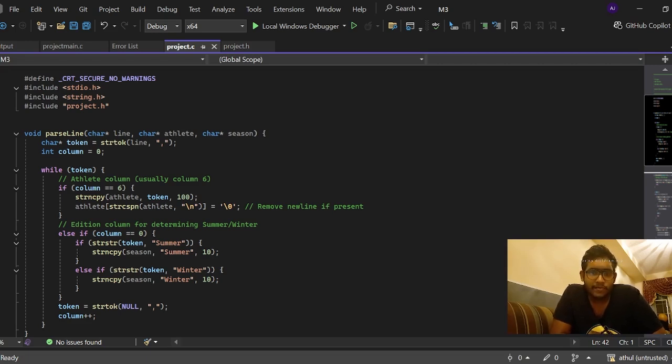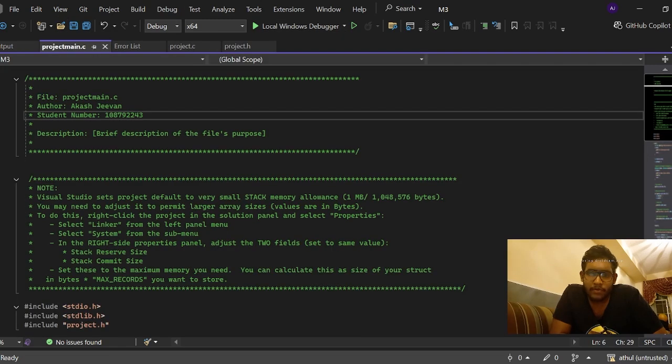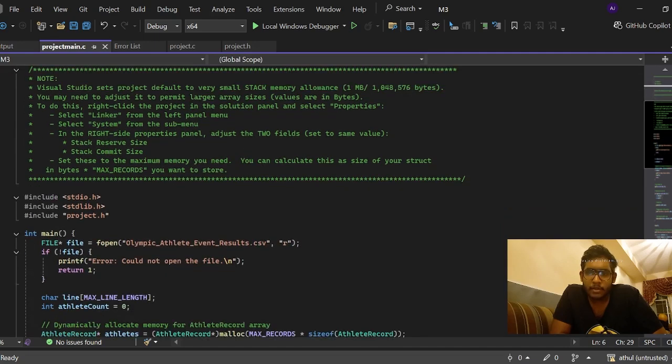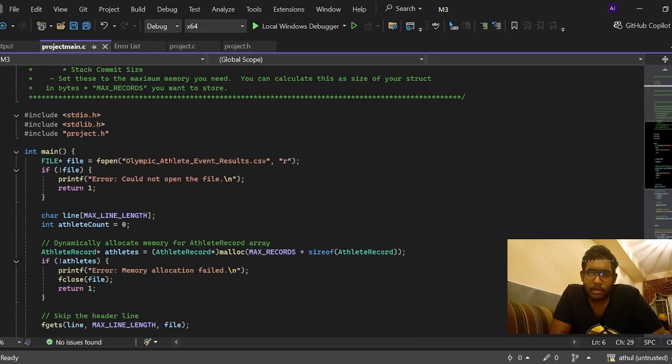Moving to the main functionality, I divided my code into reusable functions for better modularity, like load athletes, load events, and find common athletes are the ones that I used. And let's look at the main function here.